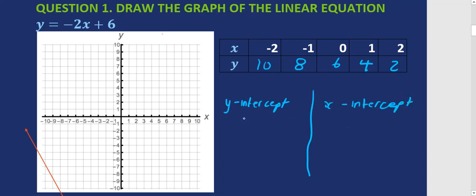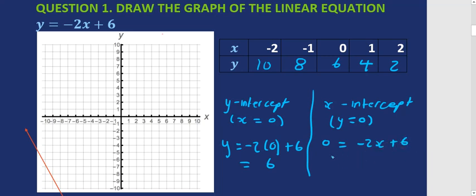To find your y-intercept, you need to make x equal to 0. So if we take our equation and we make x 0, then our y-intercept will be equal to 6. For the x-intercept, you make y 0. And of course, if y is 0, that will be our equation. That's 6, 3. So those are the intercepts. The graph should cut the y-axis at 6. It should cut the x-axis at 3.